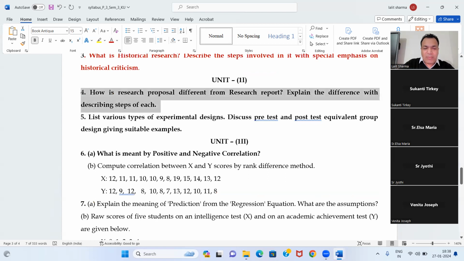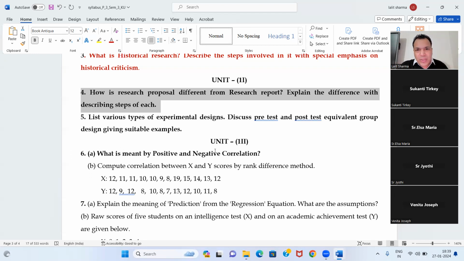Next, the fourth is: what is a research proposal and research report? Explain the difference between the research proposal and research report, describing the steps of each. This is also an exam preparation class, so I am going to discuss tips with you. The important point is that you have to read the question once, twice, thrice. Then you will understand what the examiner is asking. So please tell me what the examiner is asking.